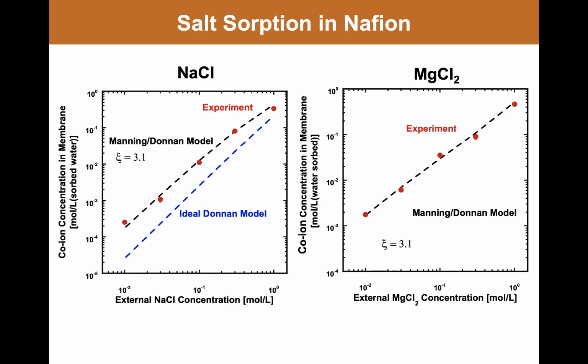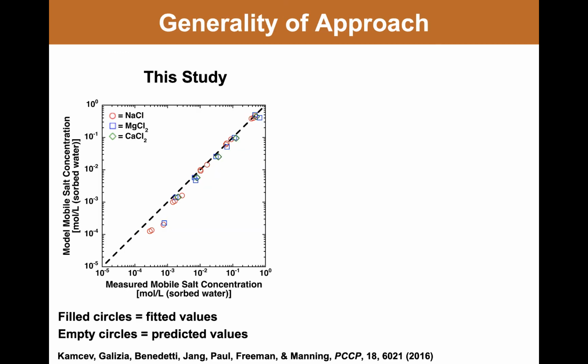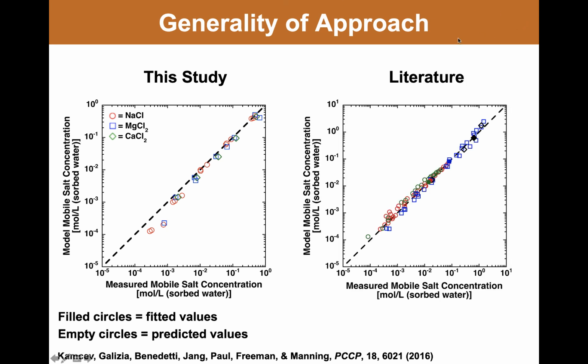And so we find one value of this Manning parameter for a given material can be used to describe the ion uptake of a variety of salts. We've measured a number of different salts in a variety of polymers and found good agreement between the measured co-ion concentration and the model-based prediction of co-ion concentration. We've also looked back over about 50 years and have found good correlations again between the measured mobile salt or co-ion concentration and the model values of mobile salt concentration.